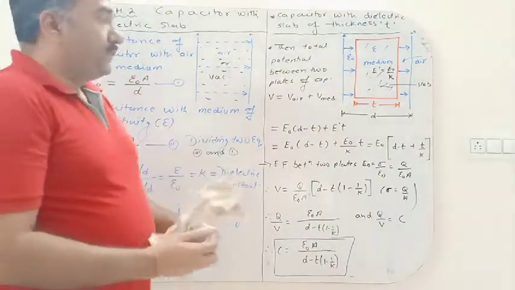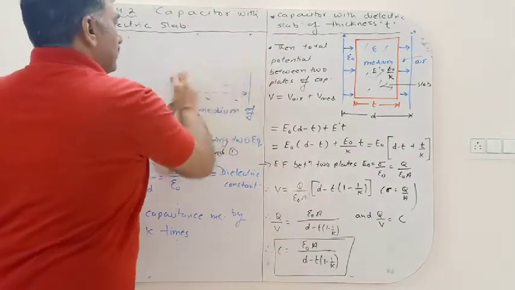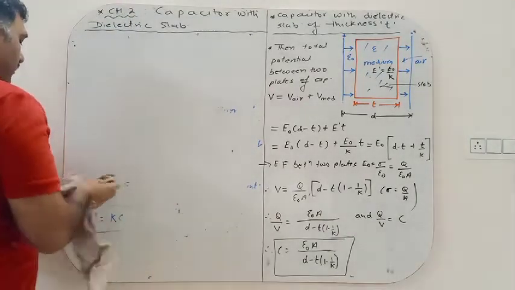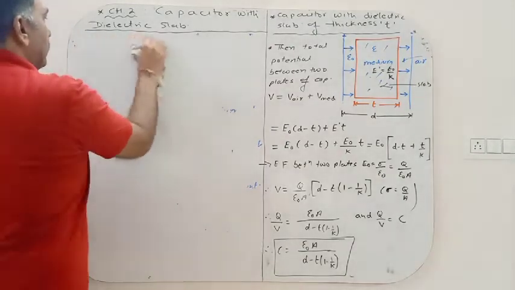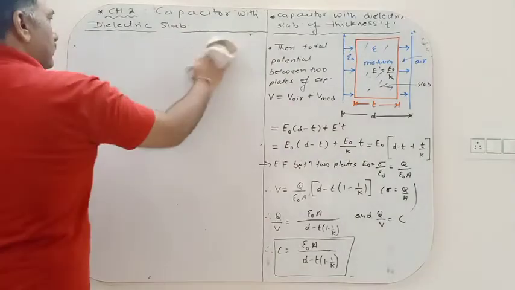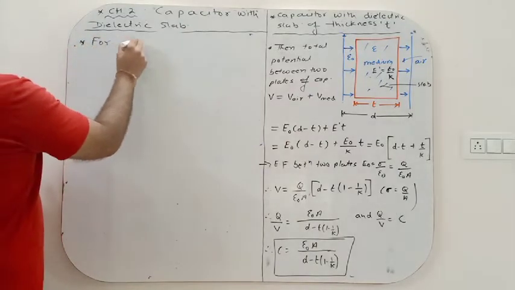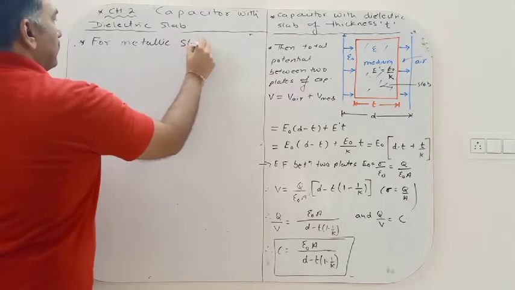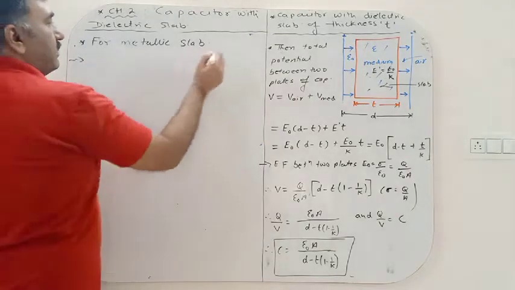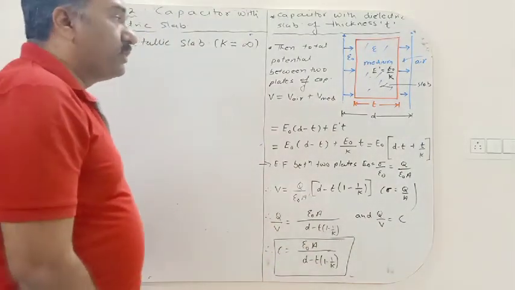If we replace this slab with a metallic slab, that is another important point. For a metallic slab, you must know, if you don't know, no problem, the dielectric constant is infinity, and anything divided by infinity is equal to zero.